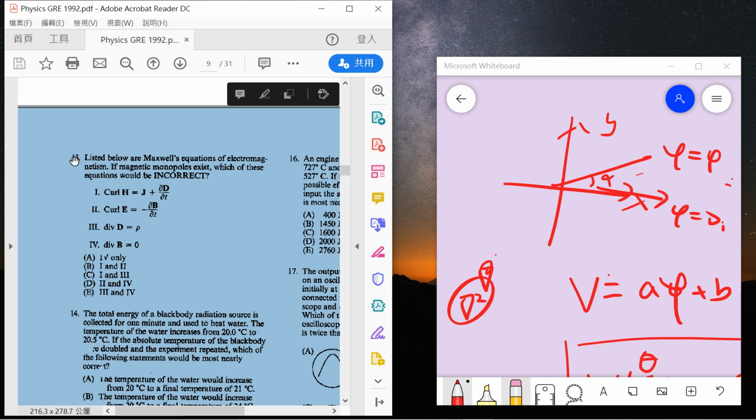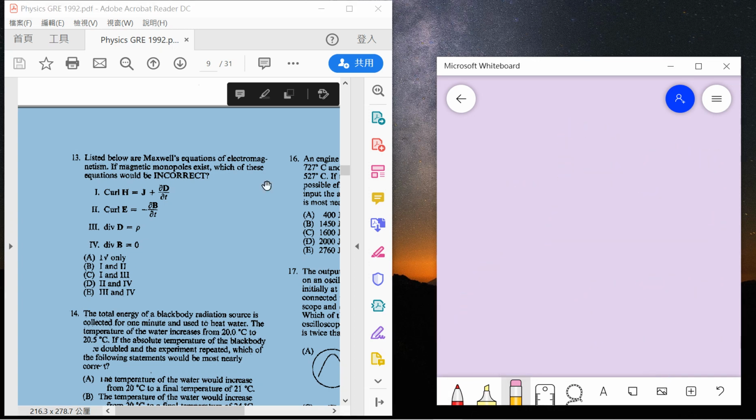Okay, and 13, I suggest that you mark this question. It is a common question in electrodynamics. If you add the magnetic monopole, then which one will be incorrect, or which one needs to be modified? The obvious answer is that this should be modified, because once you have a magnetic monopole, the magnetic field will have a source. So this one must be modified.